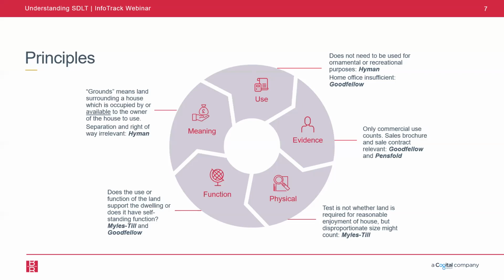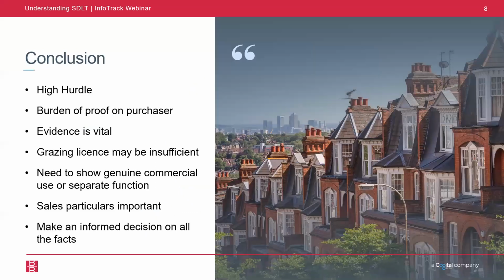So really, to pull that together, do be aware that this is a high hurdle. So land bought with a dwelling, particularly if it's adjoining to the dwelling, there's a high hurdle. The taxpayer will be on the back foot in establishing that the land isn't part of the grounds of the house. The burden of proof, for sure, is on the taxpayer, on the purchaser. And they will have the evidential burden to prove that the land isn't part of the grounds. Evidence is vital, therefore, so do take photographs and retain evidence on the day of completion.